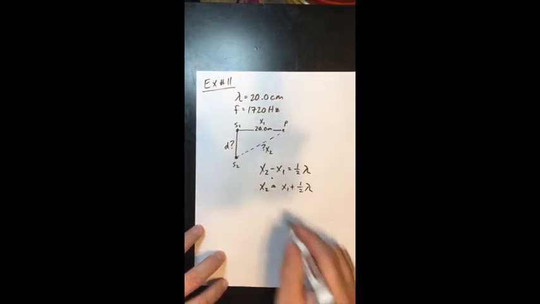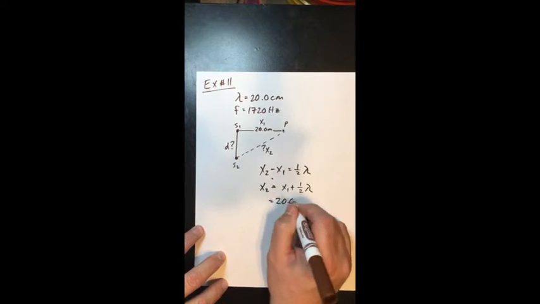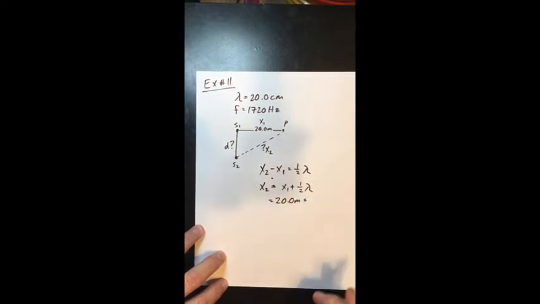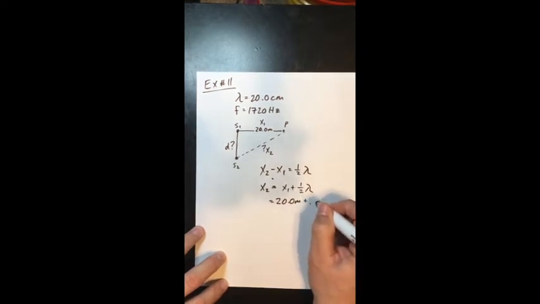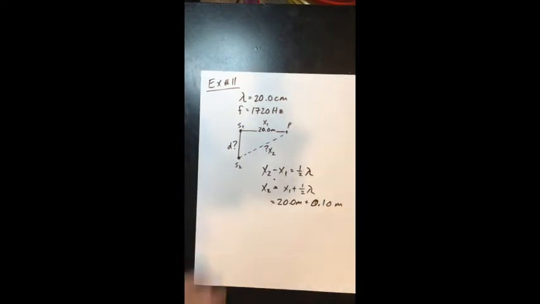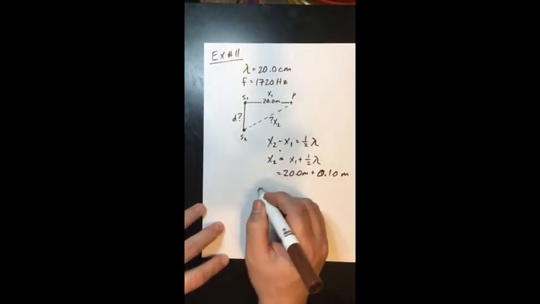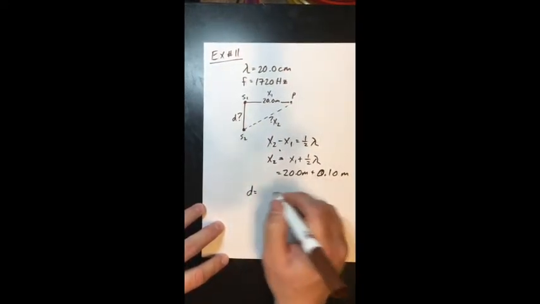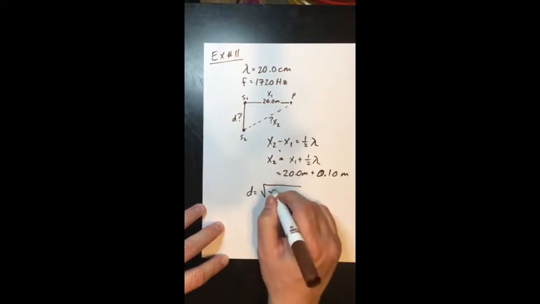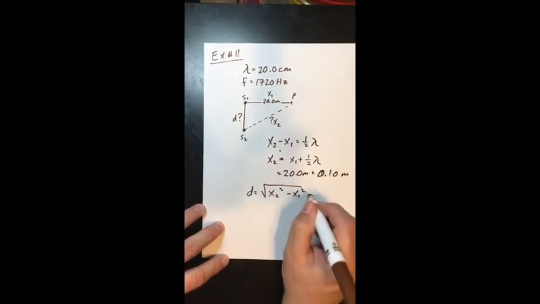So, x1 is 20 meters. And our lambda is 20 centimeters, so half of that would be 10 centimeters or 0.10 meters. So now that we have that, this just basically becomes a Pythagorean theorem problem. Our distance is going to equal the square root of x2 squared minus x1 squared.